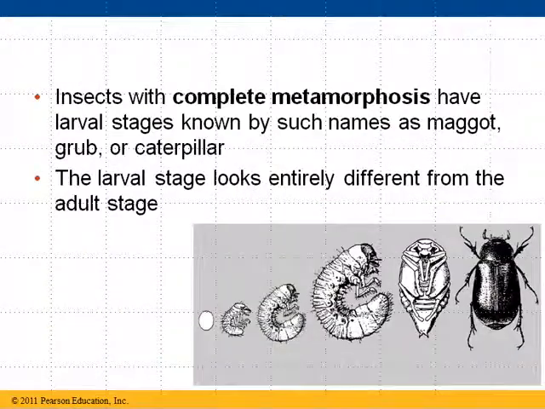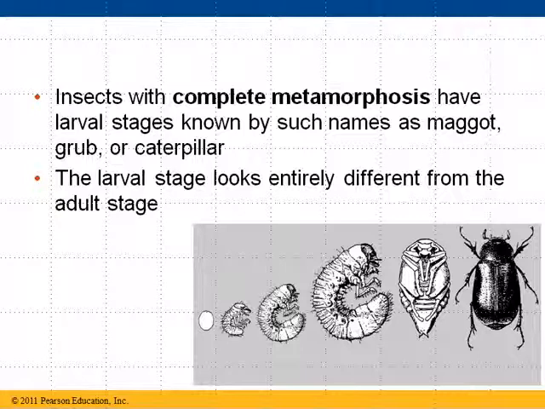The flip side of that would be complete metamorphosis, and that would be where the larval stages oftentimes don't look much like, or they don't have the same habitat as the adult. So a maggot becomes a fly, or a grub becomes a beetle, or a caterpillar becomes a butterfly. These are all examples of complete metamorphosis.